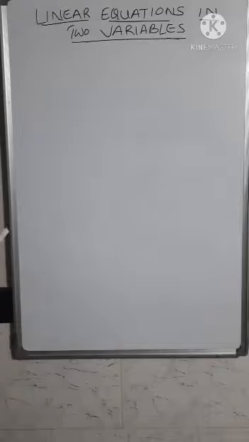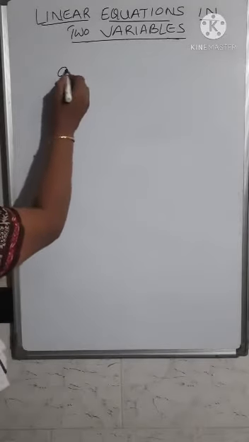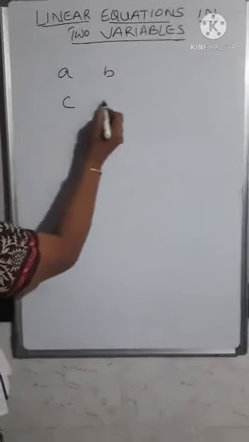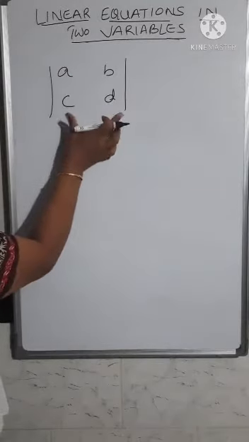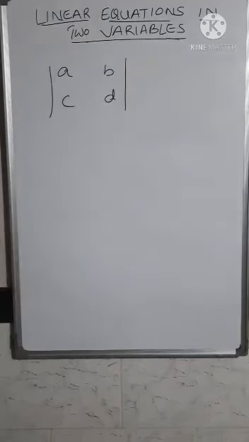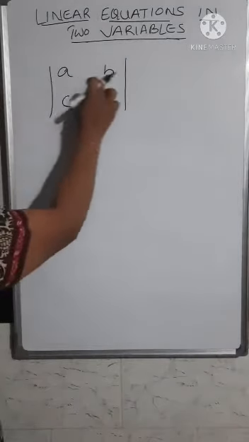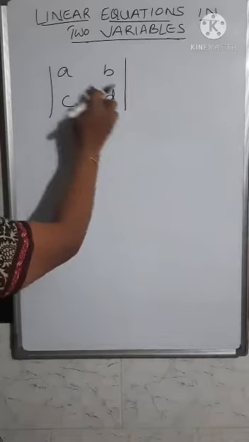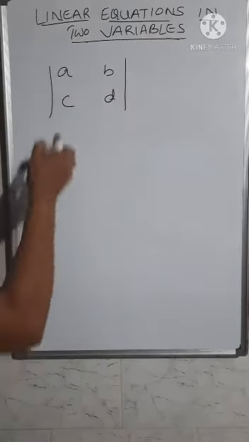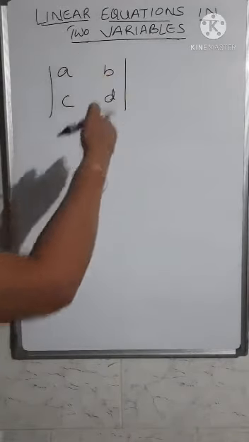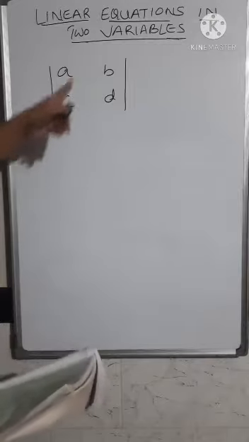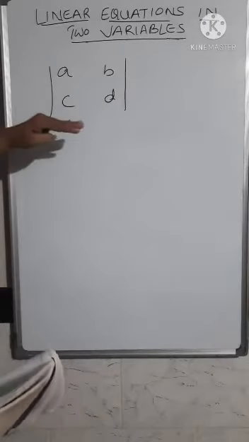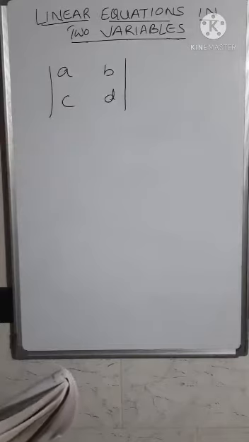Suppose A, B, C, D are numbers. When these are written between two straight lines, this is how you represent a determinant. AB and CD are called the rows, and AC and BD are called the columns. So when numbers are written in the form of rows and columns between two straight lines, this is how you write a determinant.